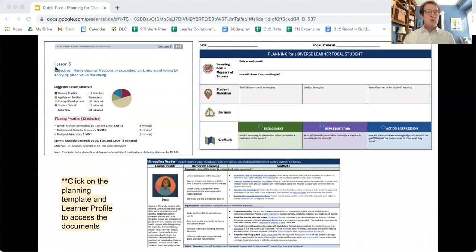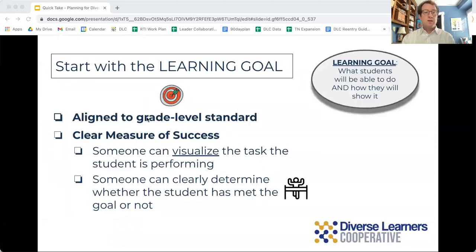So you can imagine you might have your lesson template out or a unit plan. You would have our focal planning template, just as a one-pager. And then we've got a learner profile with a bunch of scaffold ideas, strategies that support students with this profile. Those are what I would have out if I was implementing this strategy. So we start with the learning goal.